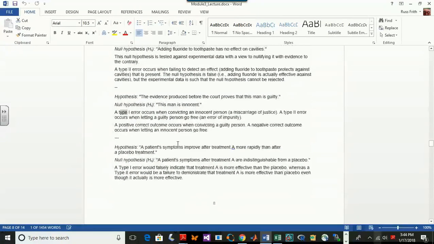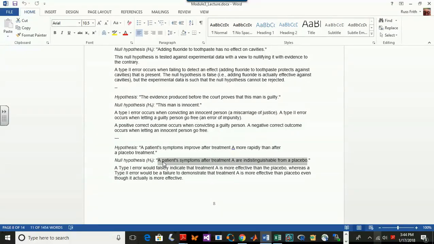Okay, so let's look at this one. A patient's symptoms improve after treatment A more rapidly. Okay, so the null hypothesis is a patient's symptoms after treatment A are indistinguishable from a placebo. So if this is true and you reject it, that's a type 1. If it's false and you accept it, it's a type 2.